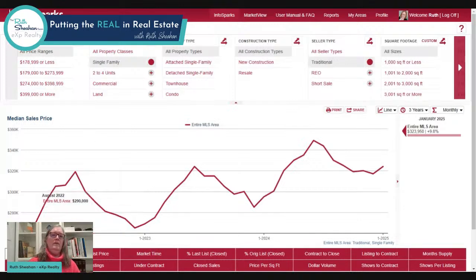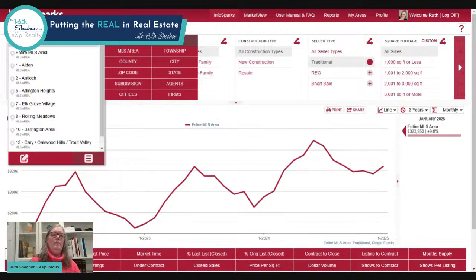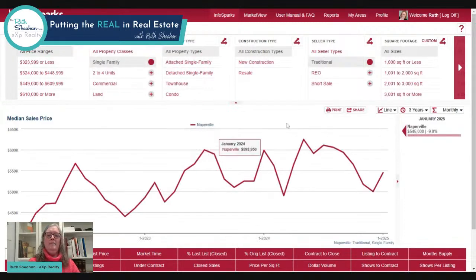If I were to narrow this, let's see, if I just pulled up my city, it's much more all over the board. Lots of ups and downs, lots more ups and downs than you see in that overall market. So you have to know this, and you have to be able to help explain it to a client.